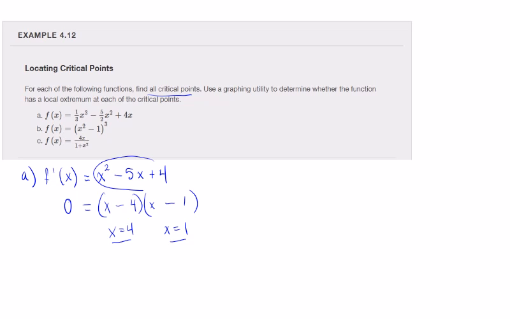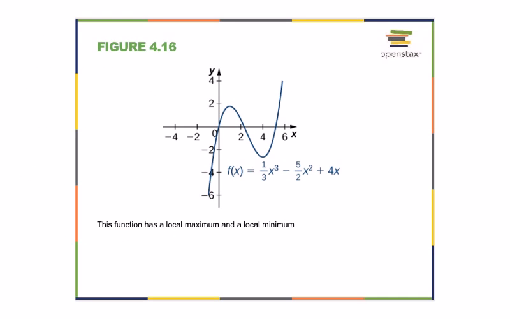There are no values where this is undefined. Polynomials are defined everywhere, right? The domain is from negative infinity to positive infinity. And so these are where the critical points happen, right? So critical points, and you can just put CP, critical points, and those are the two values where they happen. So now let's look at the graph and see if those are mins or maxes.